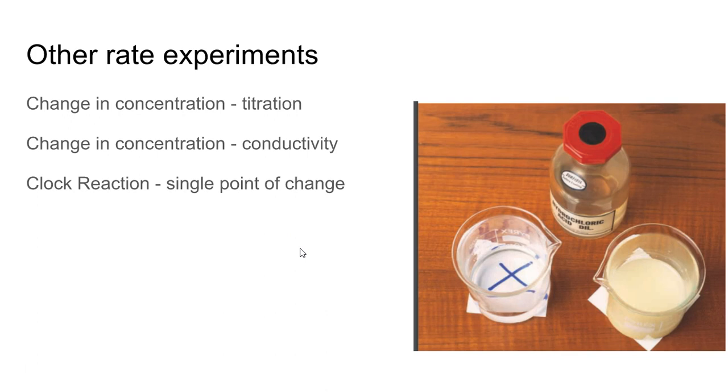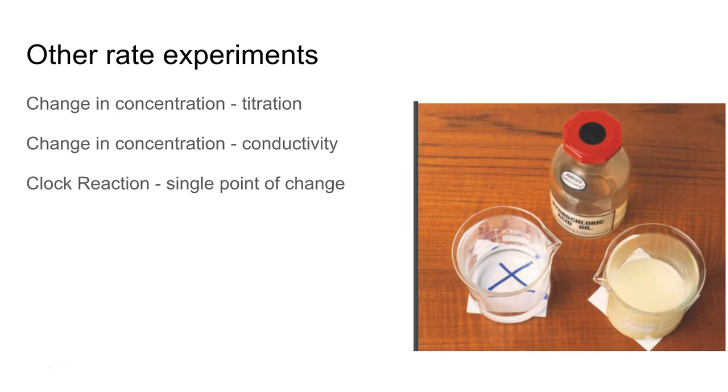Other rate experiments, you can measure the change in concentration doing a titration. We'll talk about those more when we talk about acids and bases. You can measure the change in concentration based on conductivity. Maybe there are more ions that are being created in solution or less ions, and so you will be able to measure the electrical conductivity of the water based on the ionic concentration.